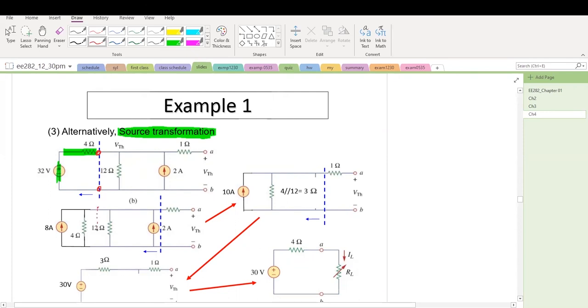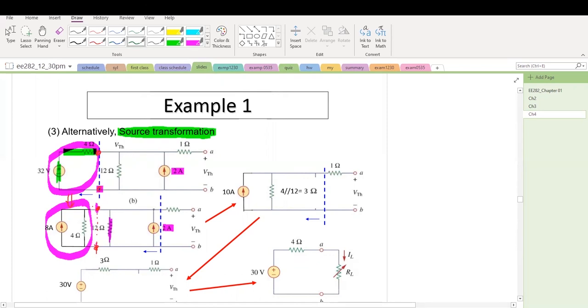So this dotted line will be here. I know there's a blue dotted line here. That's different from this. So this is a source transformation here. Let me mark here. This portion here becomes this portion. This point is this point, and this point is this point. So nothing changed. The 12 ohm is still here. There is a 2 amp current source here. That's here.